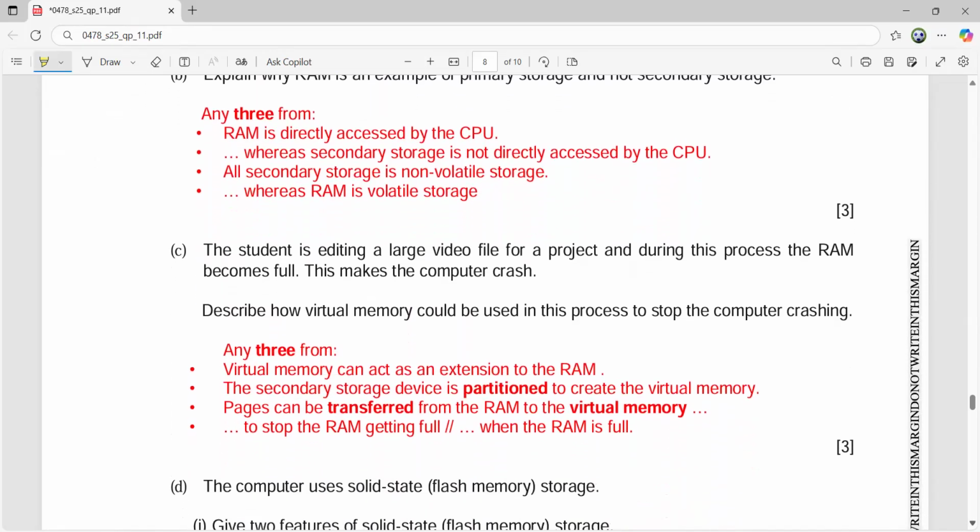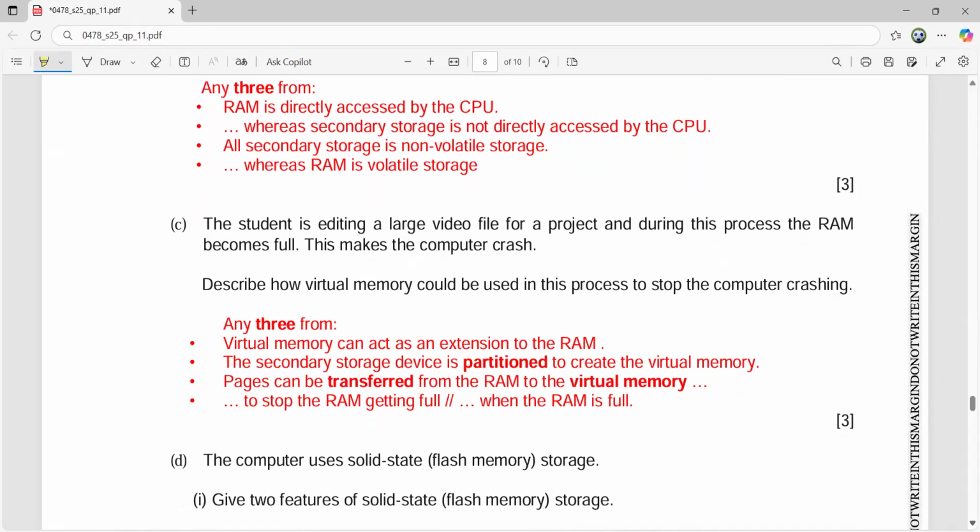Part C. The student is editing a large video file for a project, and during the process, the RAM becomes full. This makes the computer crash. Describe how virtual memory could be used in this process to stop the computer from crashing. So here it's a 3-mark question, and we don't want the system to crash, so we make use of our virtual memory or VM.